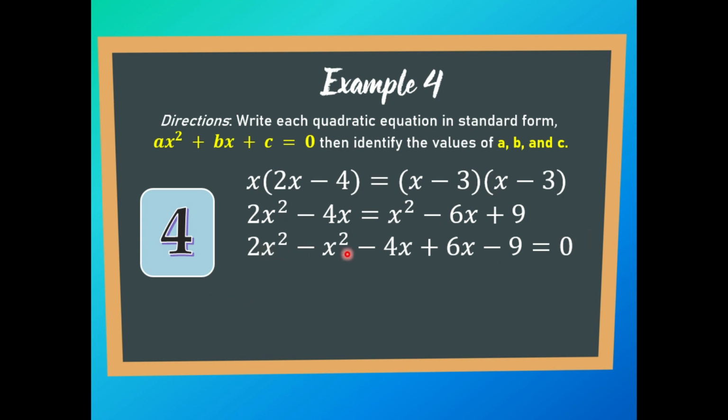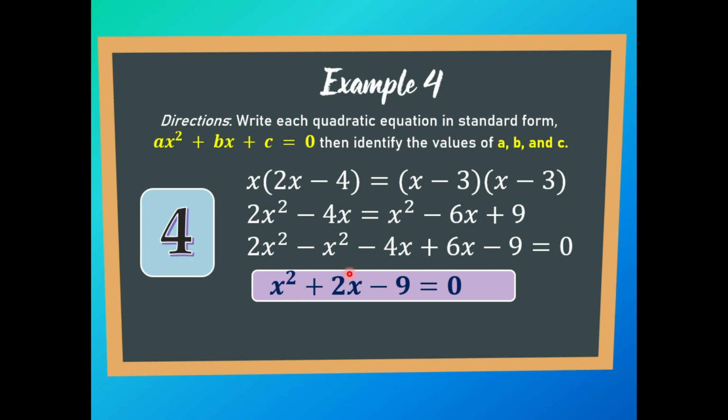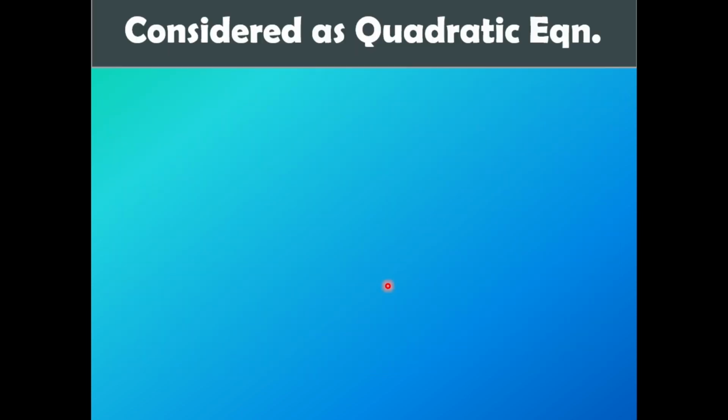So 2x squared minus x squared will give us x squared, and negative 4x plus 6x, since they are unlike terms, we're going to subtract the numerical coefficients. Negative 4 and positive 6 will give us positive 2. Just copy their literal coefficient, which is x, and copy negative 9. So our final answer is x squared plus 2x minus 9 equals 0. And we're able to find the values of a, b, and c. A is equal to 1, b is positive 2, and c is negative 9.